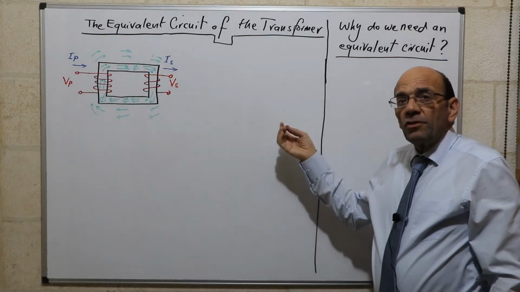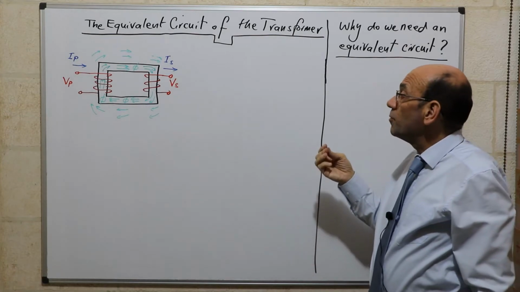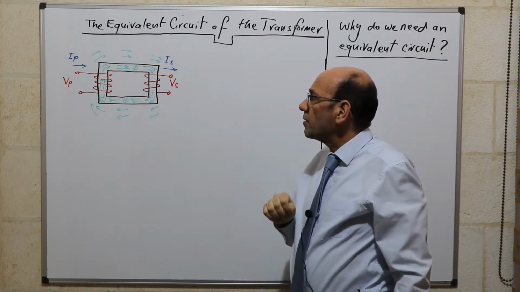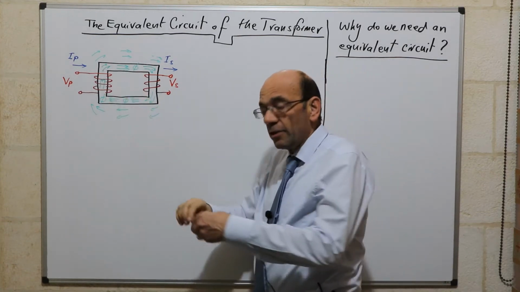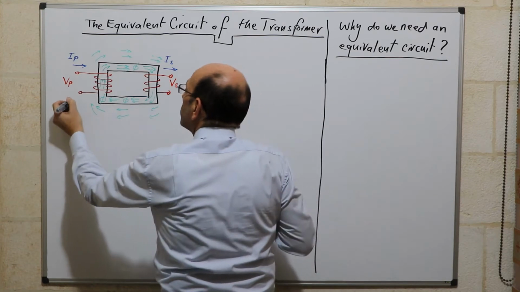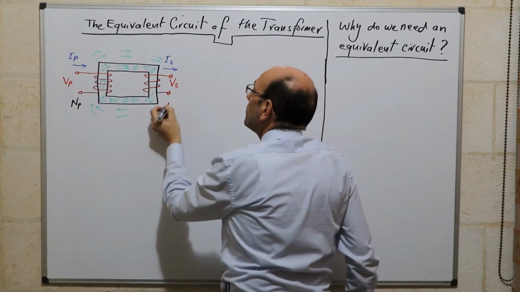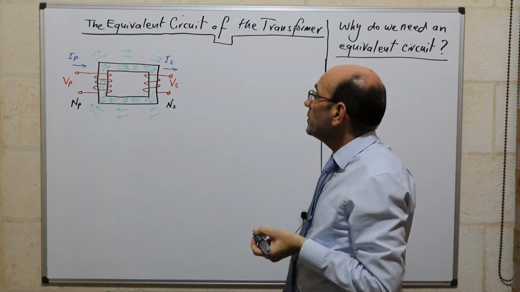In this series of lectures, I'm going to talk about the equivalent circuit of a transformer. We have here a model or a diagram of a single-phase transformer. We have a number of turns on the primary, which we've denoted as N subscript P. We have a number of turns on the secondary, denoted as N subscript S.